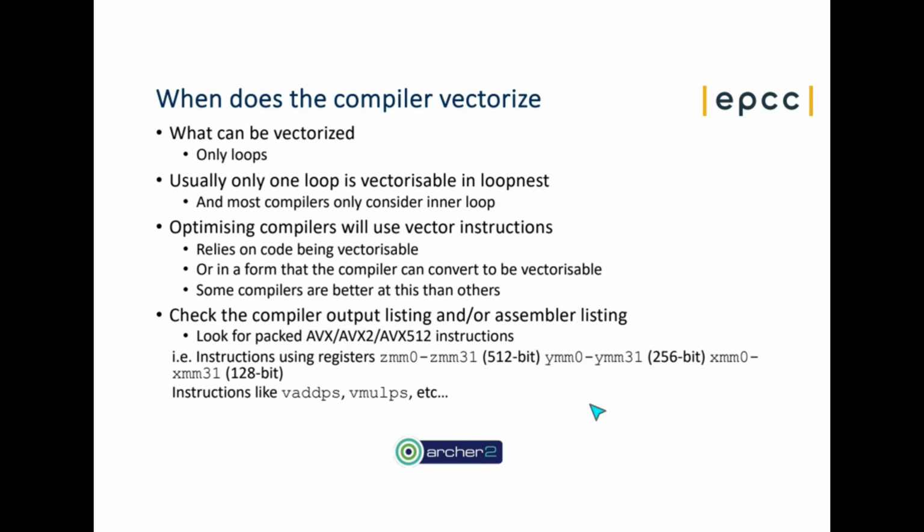So how can you tell whether the compiler has done anything useful for you? Well, you can persuade the compiler to produce an output listing, which, depending on the compiler, may or may not give you sensible or useful information, or you can look at the assembly code. You can look for AVX instructions in the assembly code, so instructions using the vector registers, depending on the width of your vector units, and instructions that start with a V on the front. So VADD and VMUL and so on.